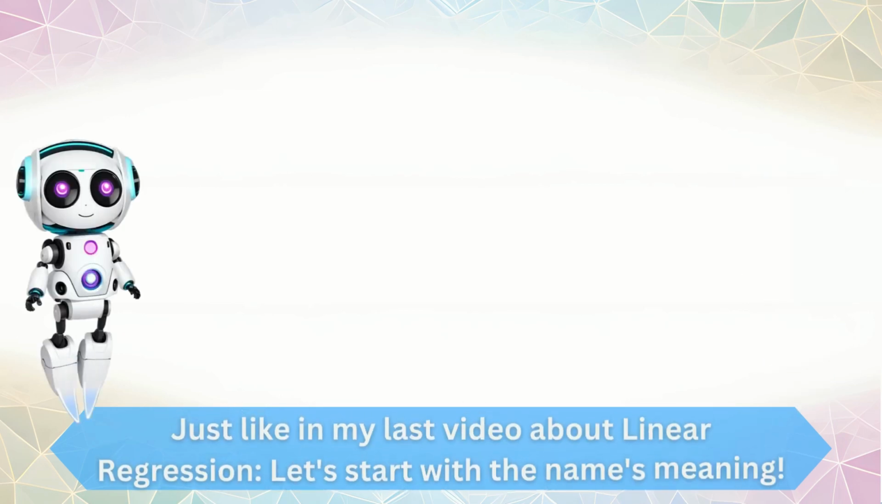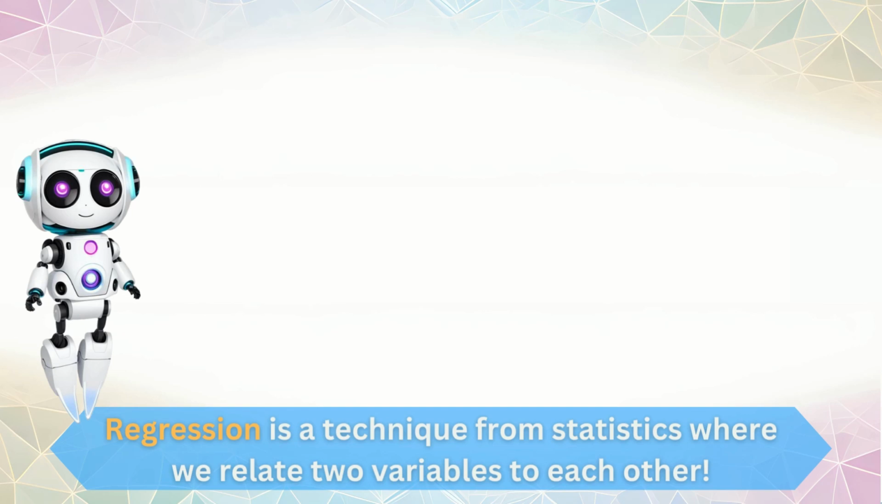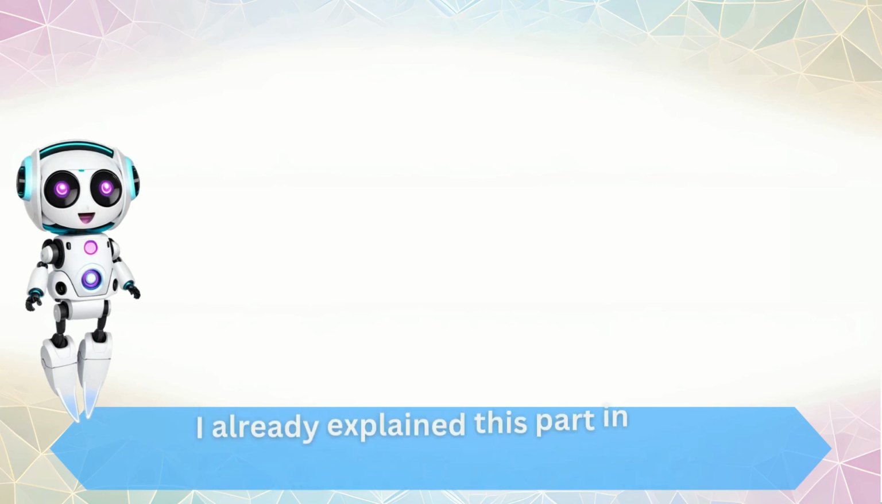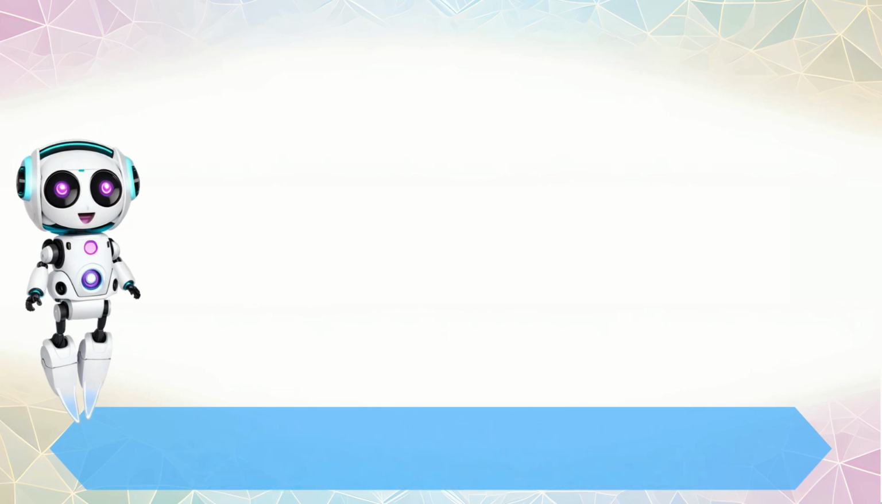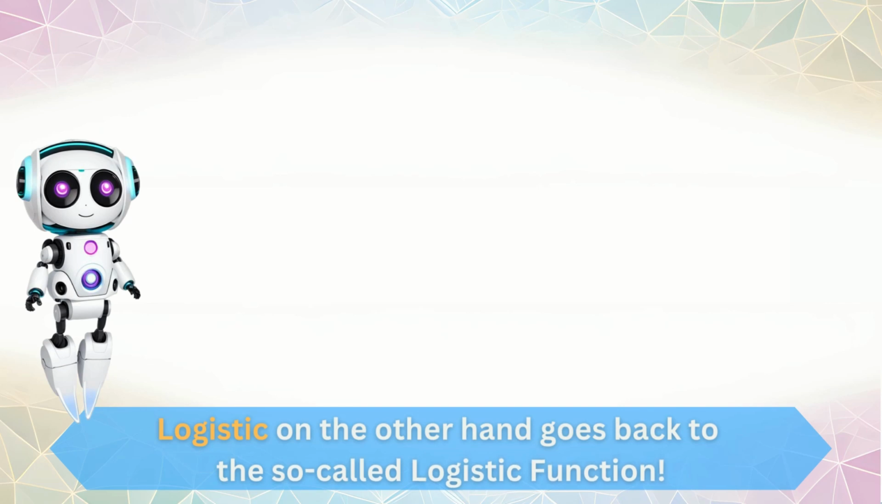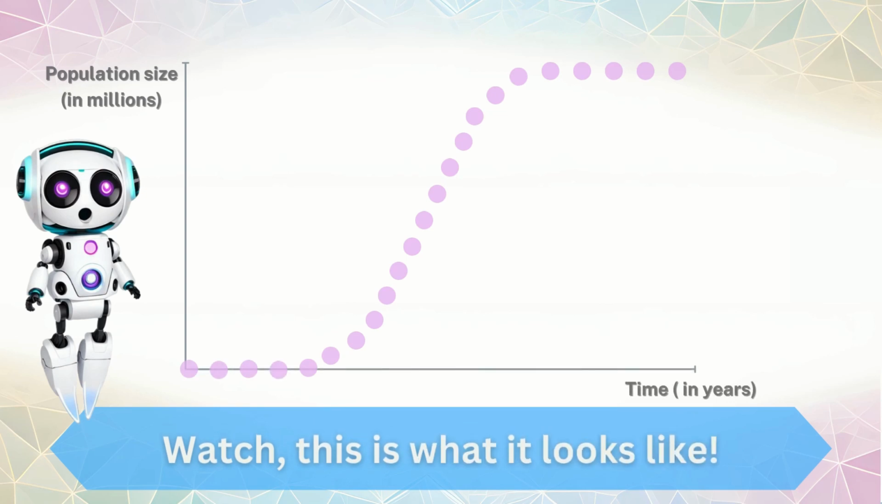Just like in my last video about linear regression, let's start with the name's meaning. Regression is a technique from statistics where we relate 2 variables to each other. I already explained this part in my other video, so feel free to look it up. Logistic, on the other hand, goes back to the so-called logistic function. Watch, this is what it looks like.